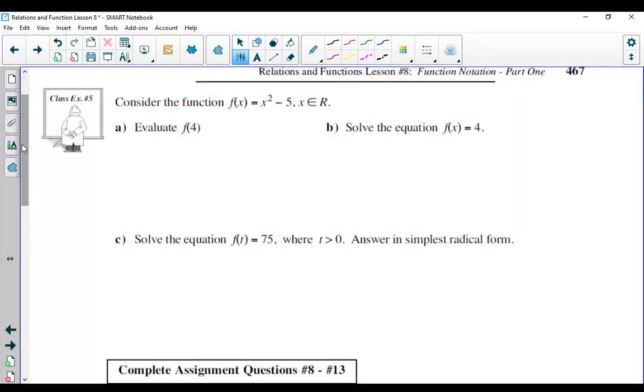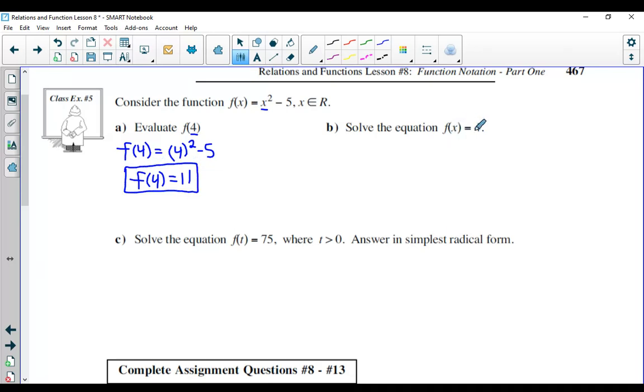Okay, one more example. So we have the function f of x is x squared minus 5, where x can be any real number. Okay, so it says evaluate f of 4. So f of 4 means we're just going to plug in x equals 4. So f of 4, so I'm just going to sub this in for x here, would be equal to 4 squared minus 5. 4 squared is 16, minus 5 would be 11. So you'd have the function when evaluated at x equals 4 is 11.